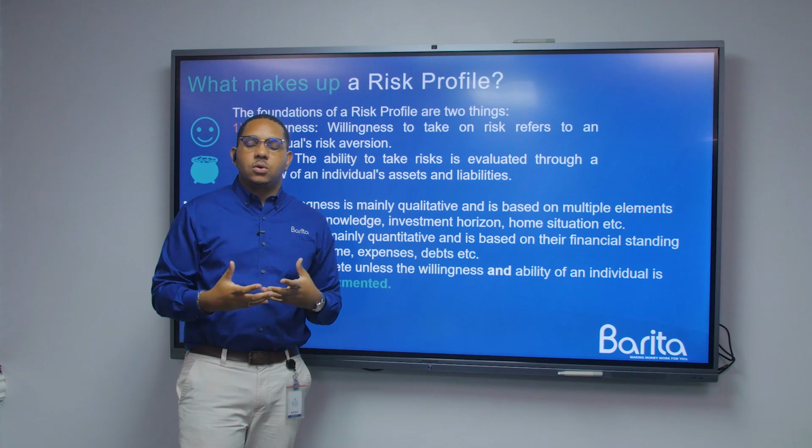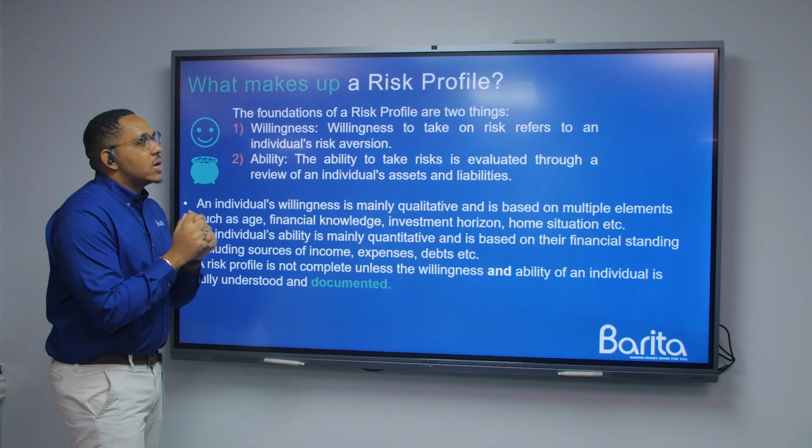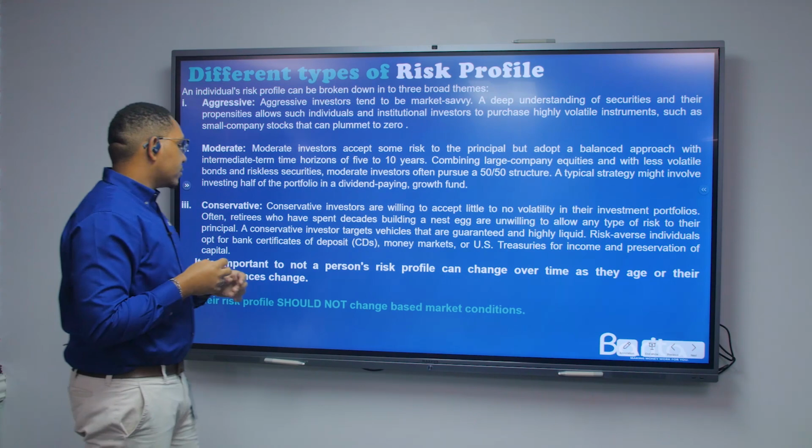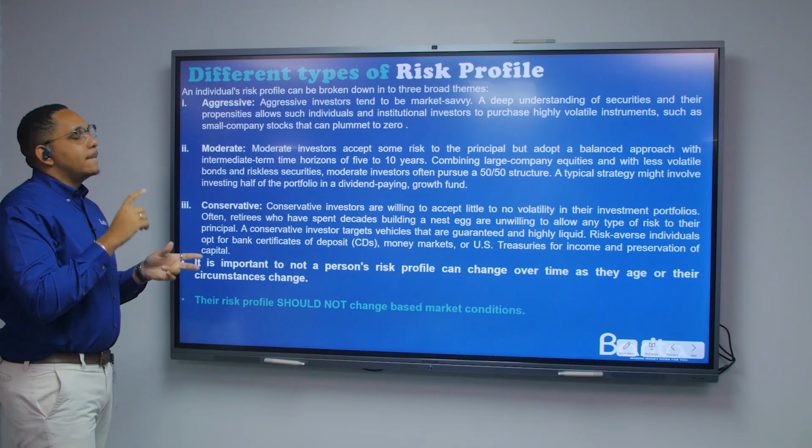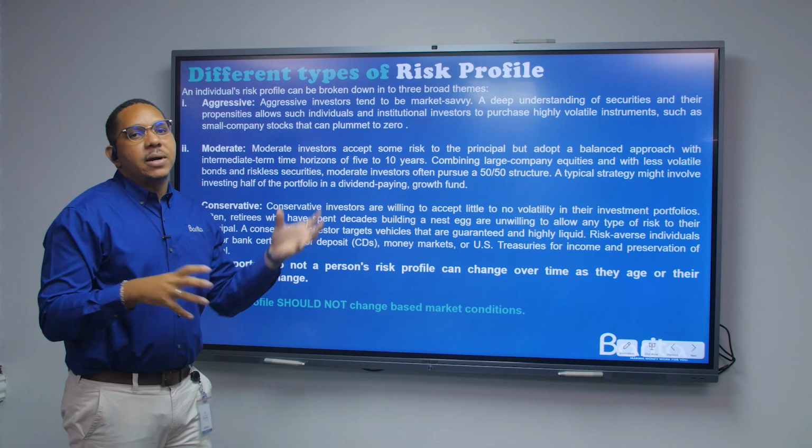At no point in time should you just randomly tell a person to invest in this or invest in that. You need to know what their risk profile is, right? Now, there are different types of risk profiles. Individual risk profiles can be broken down into three broad themes, which are aggressive, moderate, and conservative. You'll have persons that are hybrids of each other, but essentially everybody falls into one of these categories.